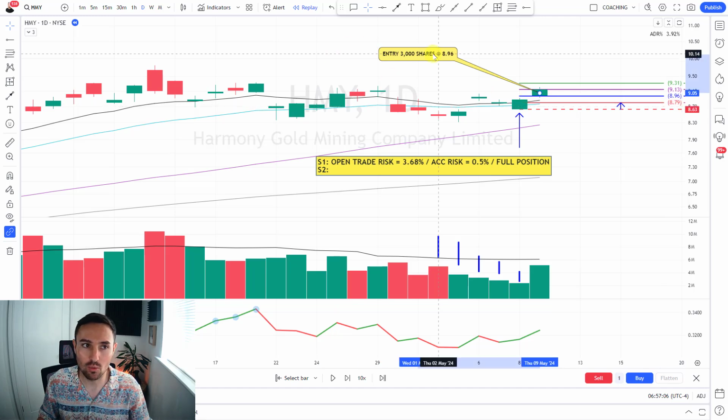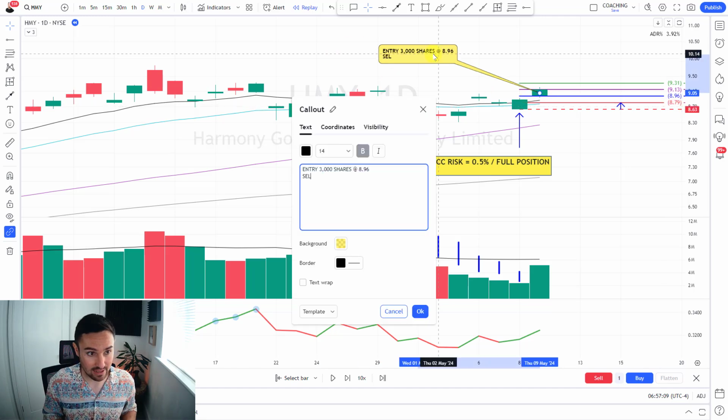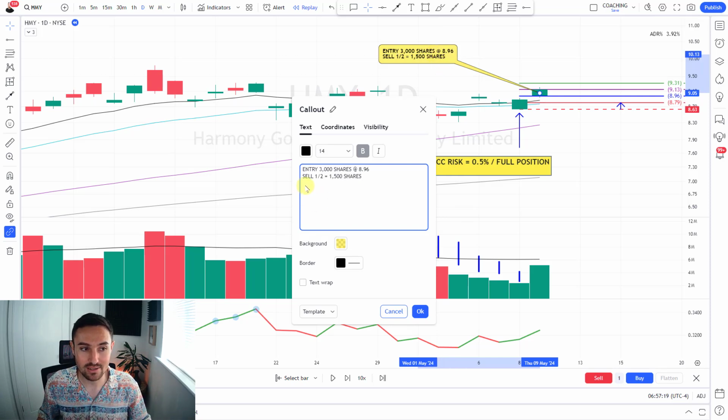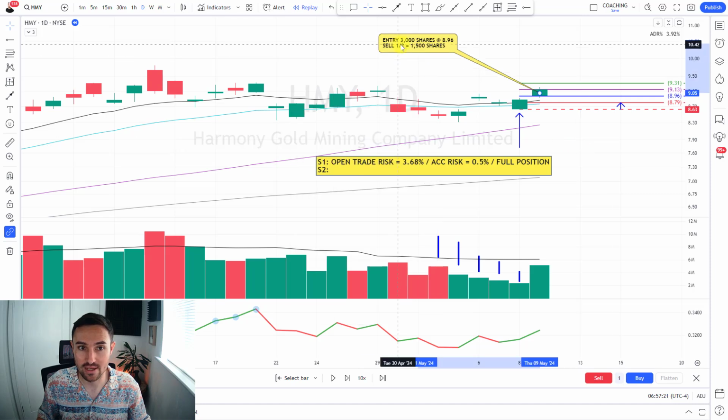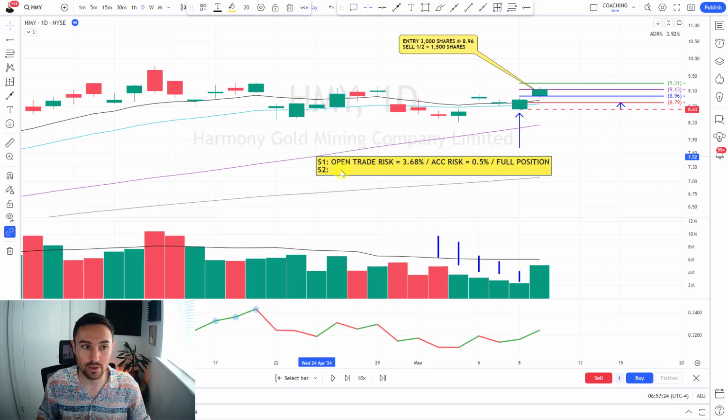Now, why would I want to do that? Well, what it means is I could then sell half, which equals 1,500 shares. If I were to sell half of this hypothetical position, 1,500 shares, then in scenario number two, open trade risk equals 0%. Now, can you get gap downs? Can you get slippages? Absolutely, you can. Okay, 0, 0, like this, and then our account risk is going to be 0%. And then we have half position.